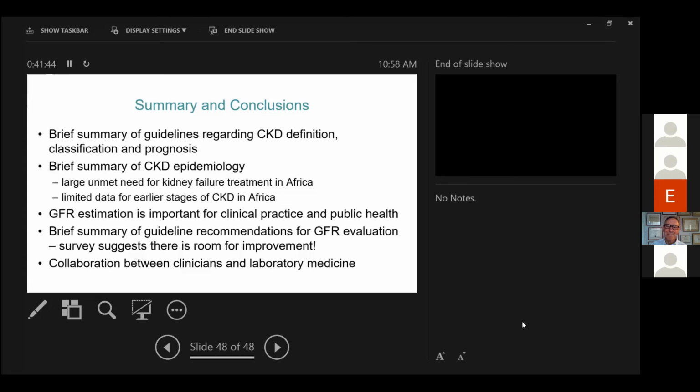Professor, I have one question. KDIGO recommend using CKD-EPI instead of MDRD, and the reason being MDRD actually tends to underestimate.